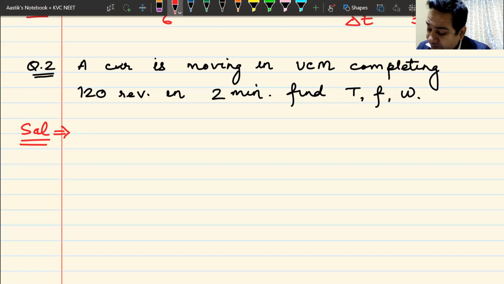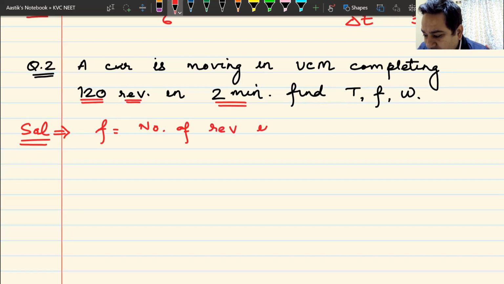So basically what is given here is the car is moving 120 revolutions in 2 minutes. Let us first find out the frequency. Frequency is the number of revolutions in 1 second. I have also given you the formula for this. It is taking 120 revolutions in 2 minutes.